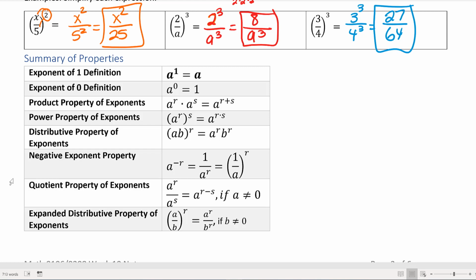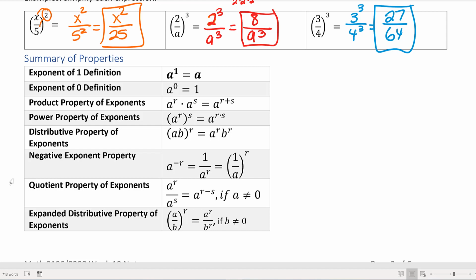The a to the 1 is just a. That one we didn't really talk about too much, but anything to the 1 is just itself. Anything to the 0 is 1. If you have 2 bases and 2 exponents, that's when you add. Whereas if you have 1 base and 2 exponents with the power property, you multiply.